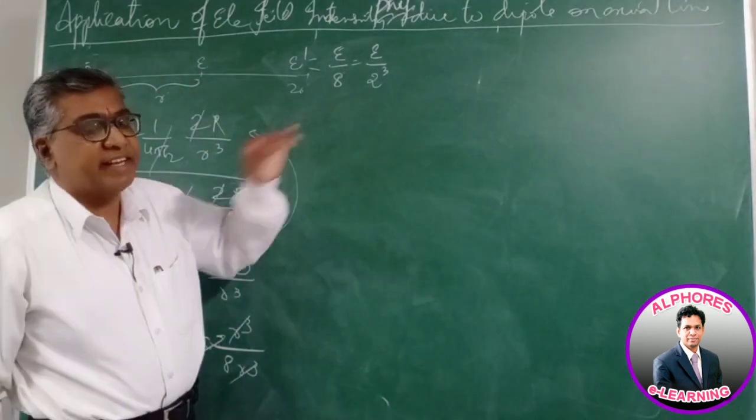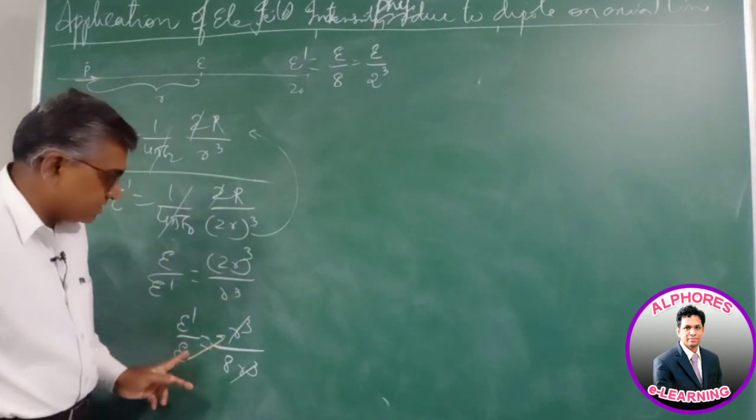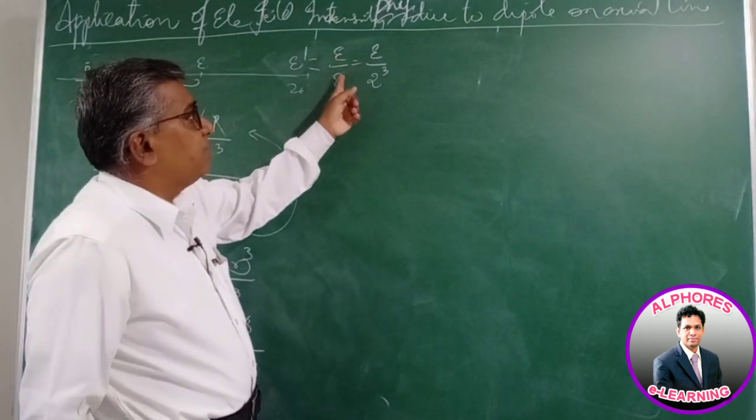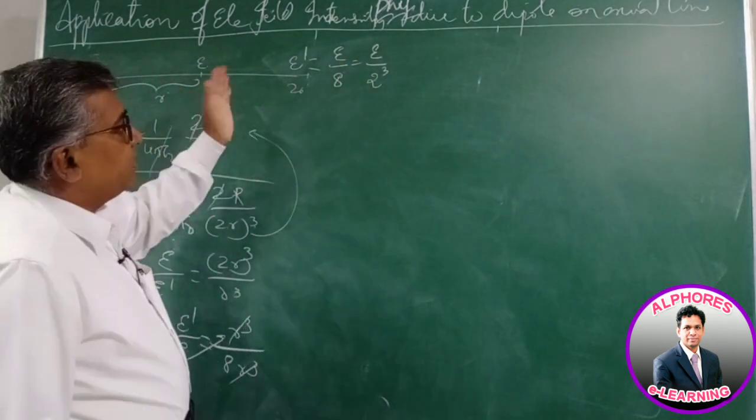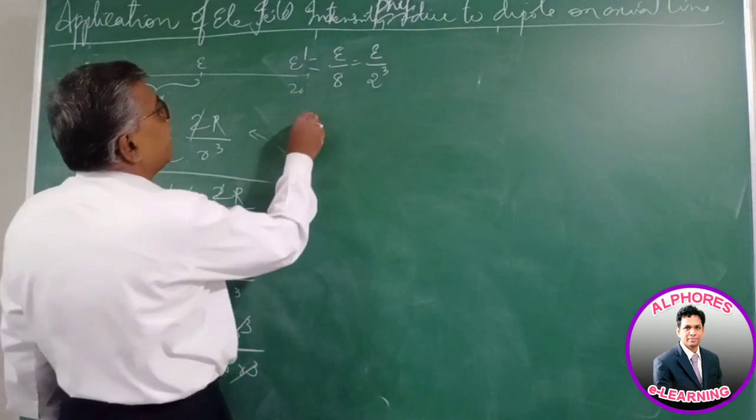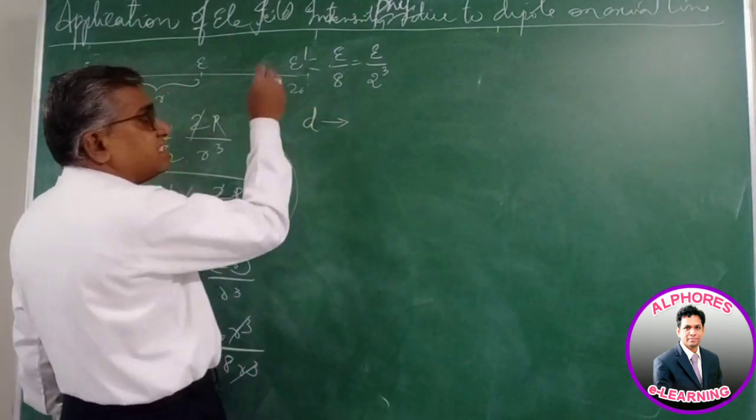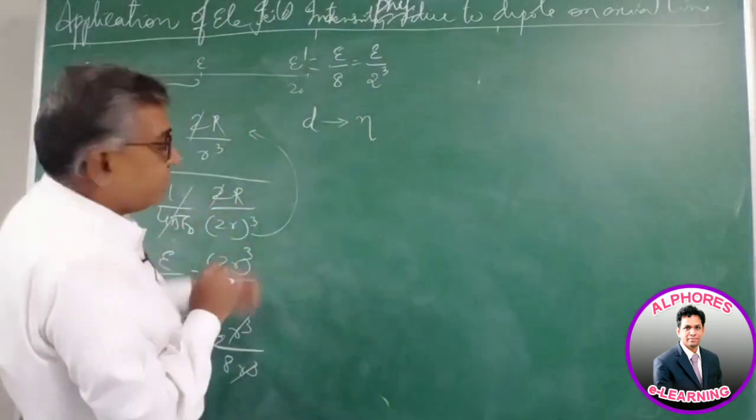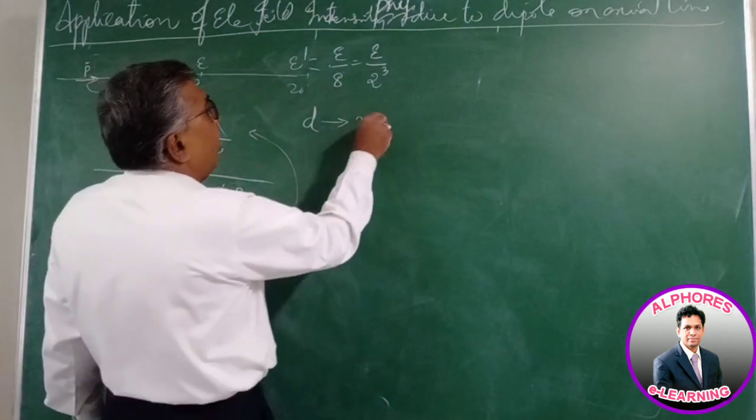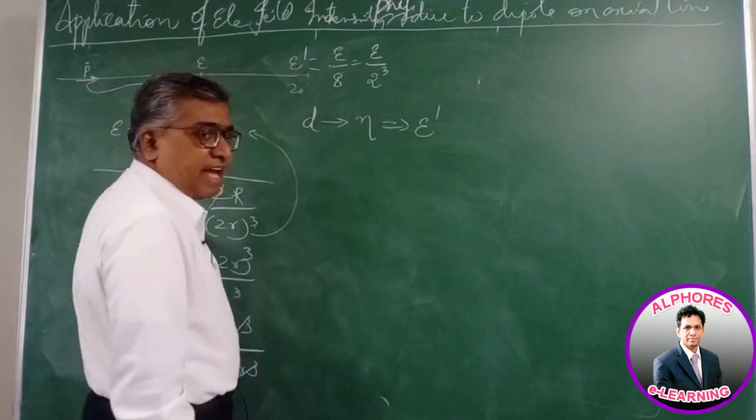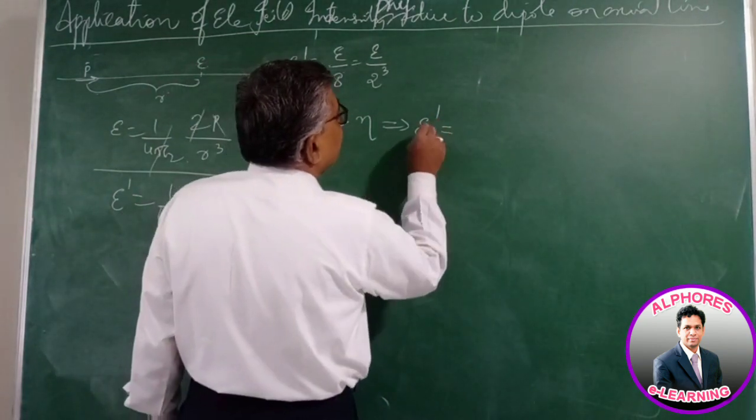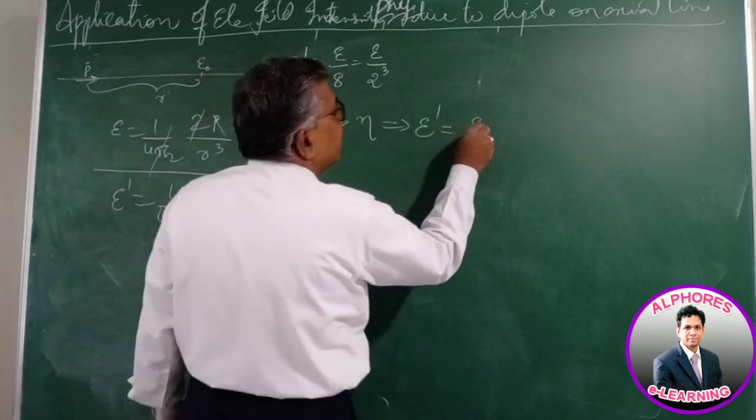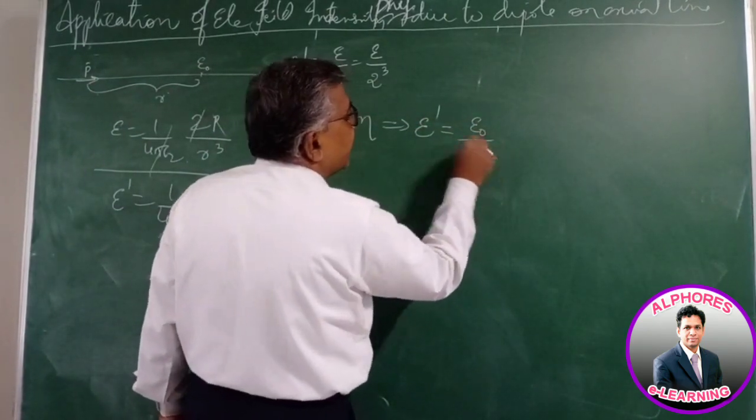Had the distance been 3 times, 3r, then we would have got E dash as E by 27. E dash would be E by 3 cube. Or if the distance is 4 times, 4 cube. So if the distance of the point on the axial line of a short dipole is increased n times, then the electric field becomes, with initial electric field at r as E naught, E naught by n cube.